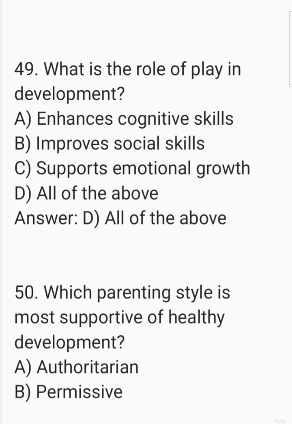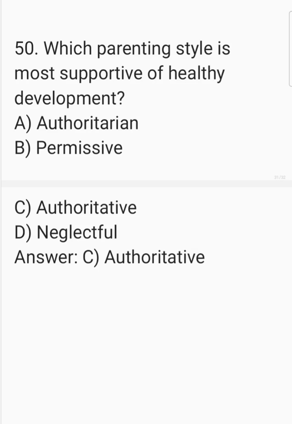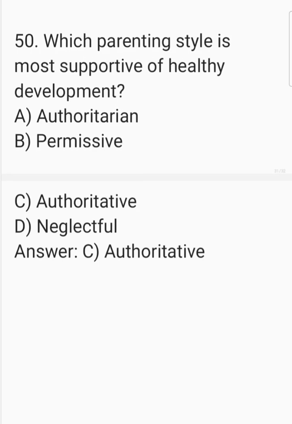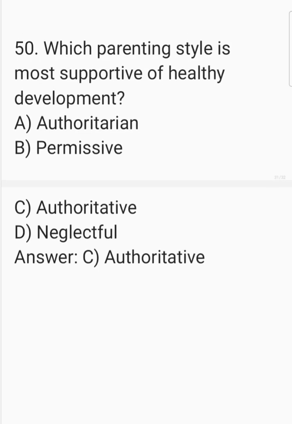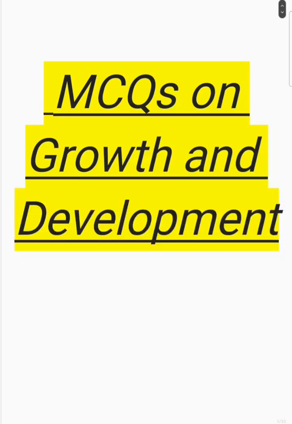50. Which parenting style is most supportive of healthy development? A. Authoritarian, B. Permissive, C. Authoritative, D. Neglectful. Answer: C. Authoritative. Understanding growth and development is crucial for nurturing individuals to reach their full potential.